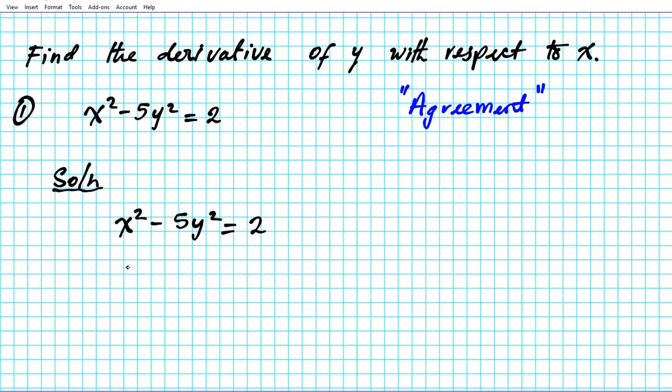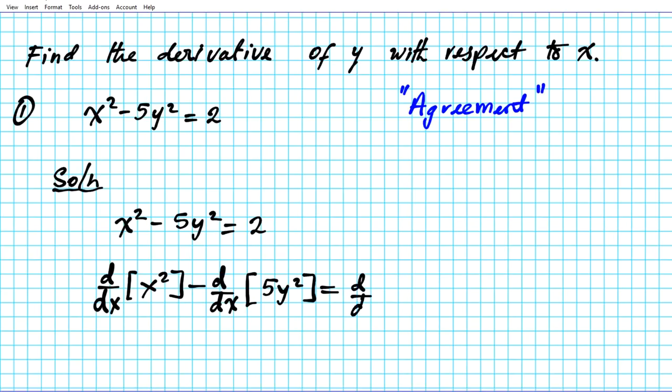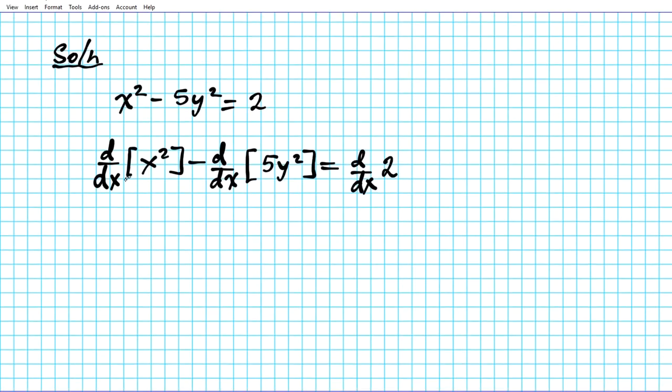All right, so let's go ahead and differentiate. We're going to be finding the derivative of each term, so derivative of x squared minus the derivative with respect to x of 5y squared, and then the derivative with respect to x of 2. Okay? All right, let's take a look at the first one.